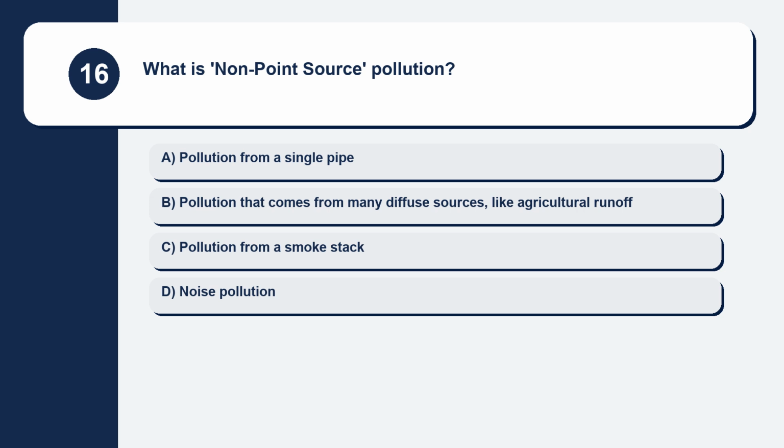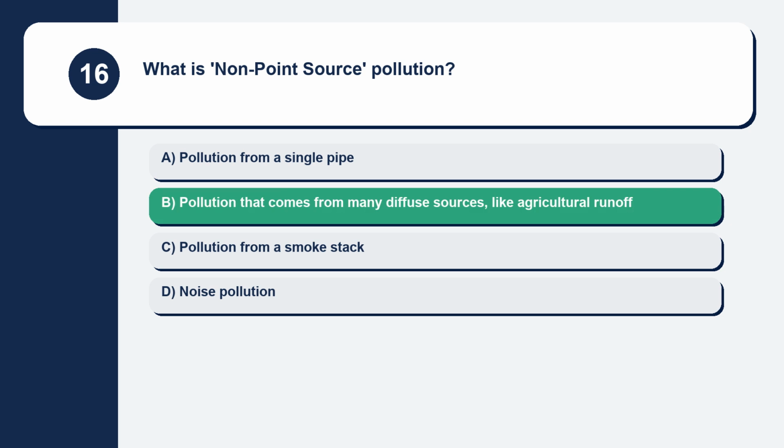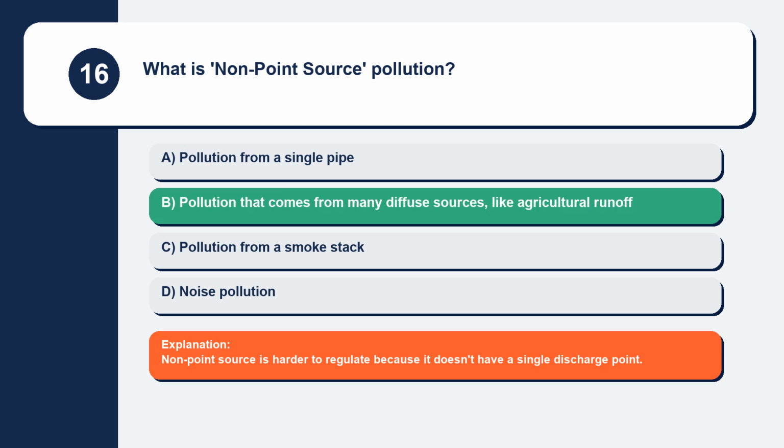Question 16. What is non-point source pollution? Pollution from a single pipe. Pollution that comes from many diffuse sources, like agricultural runoff. Pollution from a smokestack. Noise pollution. Non-point source is harder to regulate because it doesn't have a single discharge point.